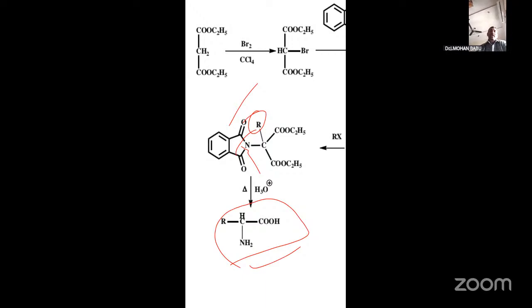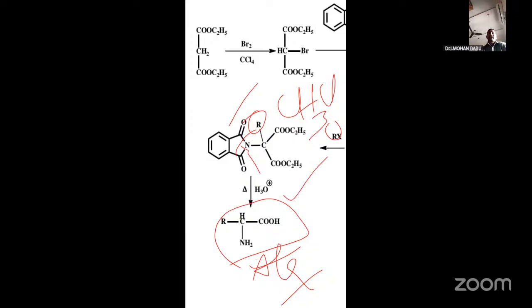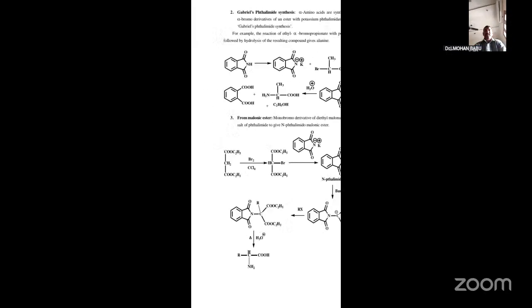For example, if you take the methyl halide like chlorine or bromine, then what you get here? You will get the alanine here. And if you take the phenyl, so benzyl chloride, you will get the phenylalanine. Okay, so like that, you can synthesize the different amino acids by this particular malonic ester synthesis of the amino acids.